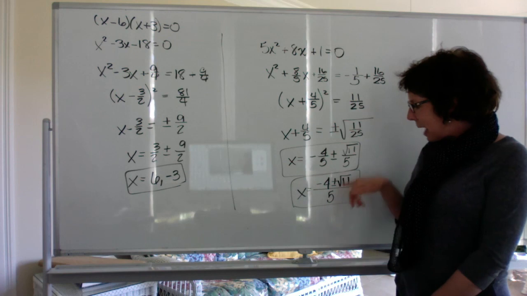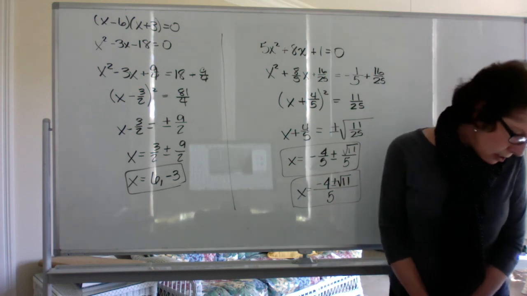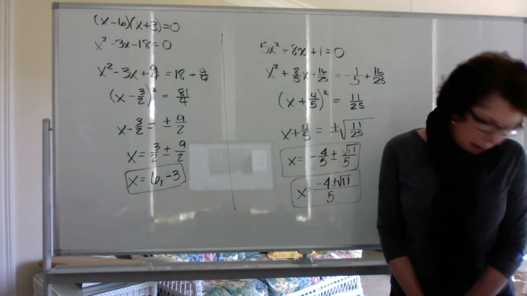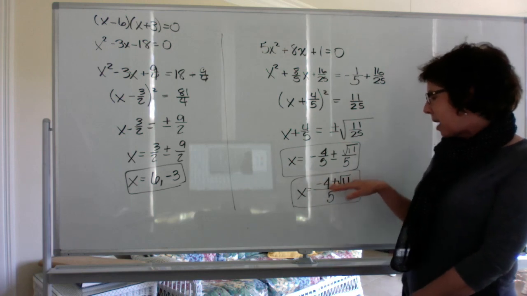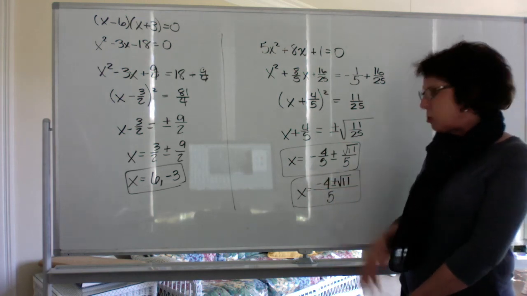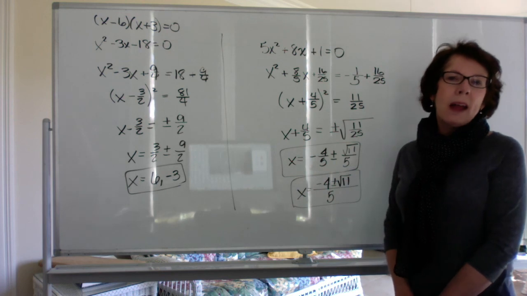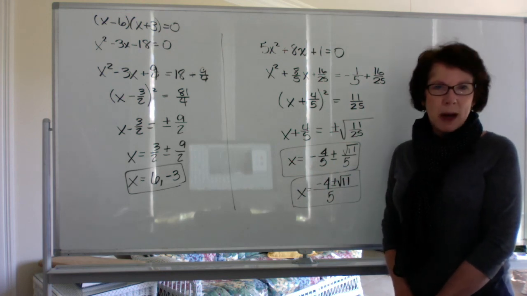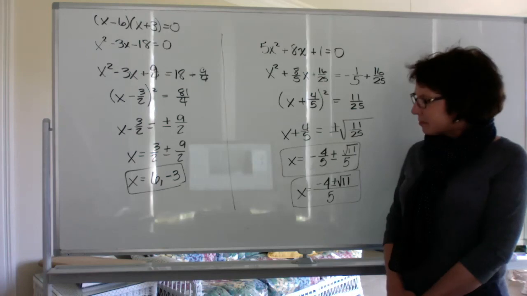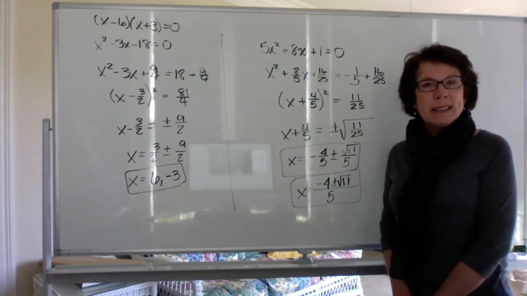And you may leave your answer with the plus or minus here. I'm noticing in the book that they write it as negative 4 plus root 11 over 5 and negative 4 minus root 11 over 5. They do it that way. You do not have to do that plus or minus. It'll save you a step there. Okay. So that is completing the square.